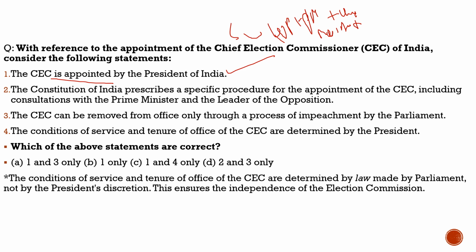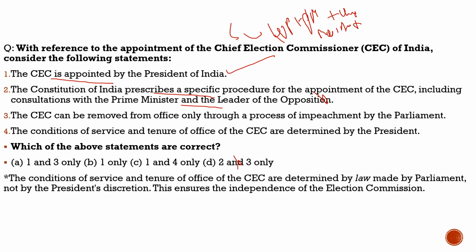The second statement says the Constitution of India prescribes a specific procedure for the appointment of the chief election commissioner, including consultation with the prime minister and the leader of opposition. No, it is not prescribed by the Constitution of India. The Constitution categorically says that it is the parliament who will make law with respect to that. So it does not exclusively say it should be by the PM and leader of opposition. So this statement is incorrect. So if statement 2 is incorrect, then option D becomes incorrect categorically.